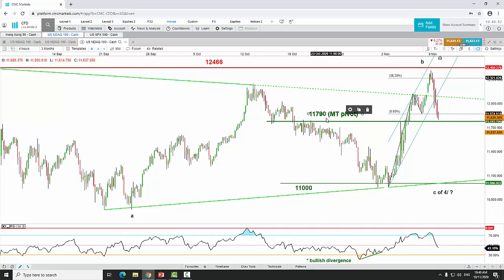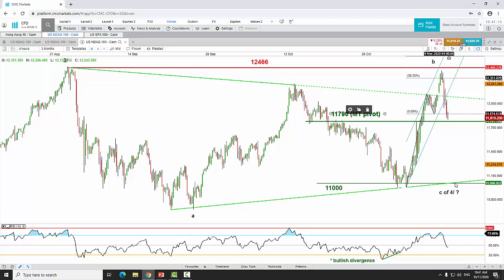11790, which is the key medium-term pivotal support that I highlighted in my weekly technical outlook video yesterday. A daily close below this 11790, I would say a 4-hour close, the risk of us going down is pretty high towards this 11,100 support level, which is the range support of this potential ascending range support that has been in place since the 21st September 2020 low on the Nasdaq 100.